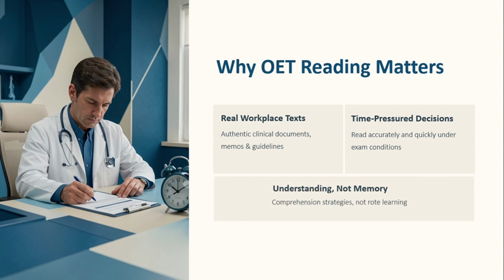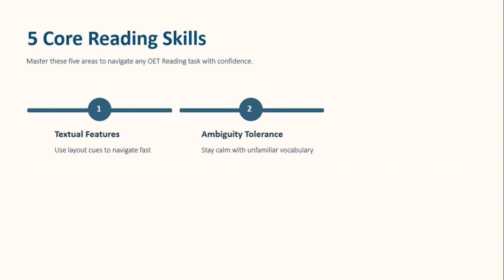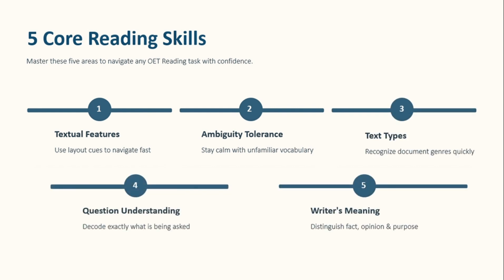Now we'll move on to the 5 core reading skills you need to develop: using textual features, developing ambiguity tolerance, understanding text types, improving question comprehension, and decoding the writer's meaning. Together, these skills help you read efficiently without wasting time or losing accuracy. Let's start with skill 1.